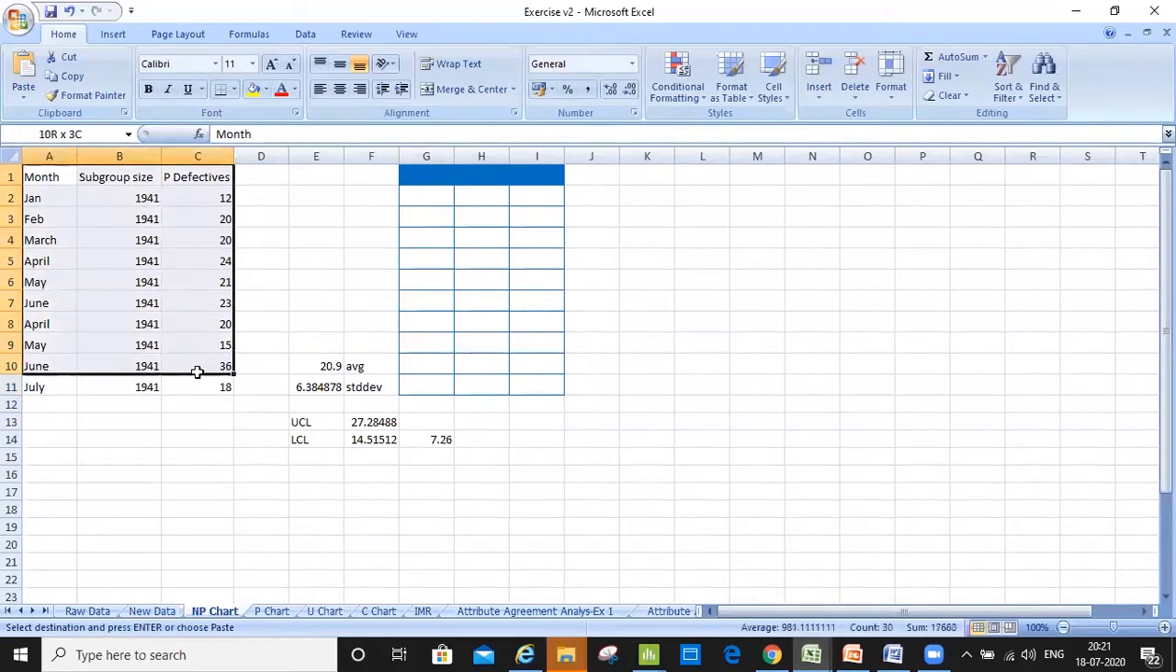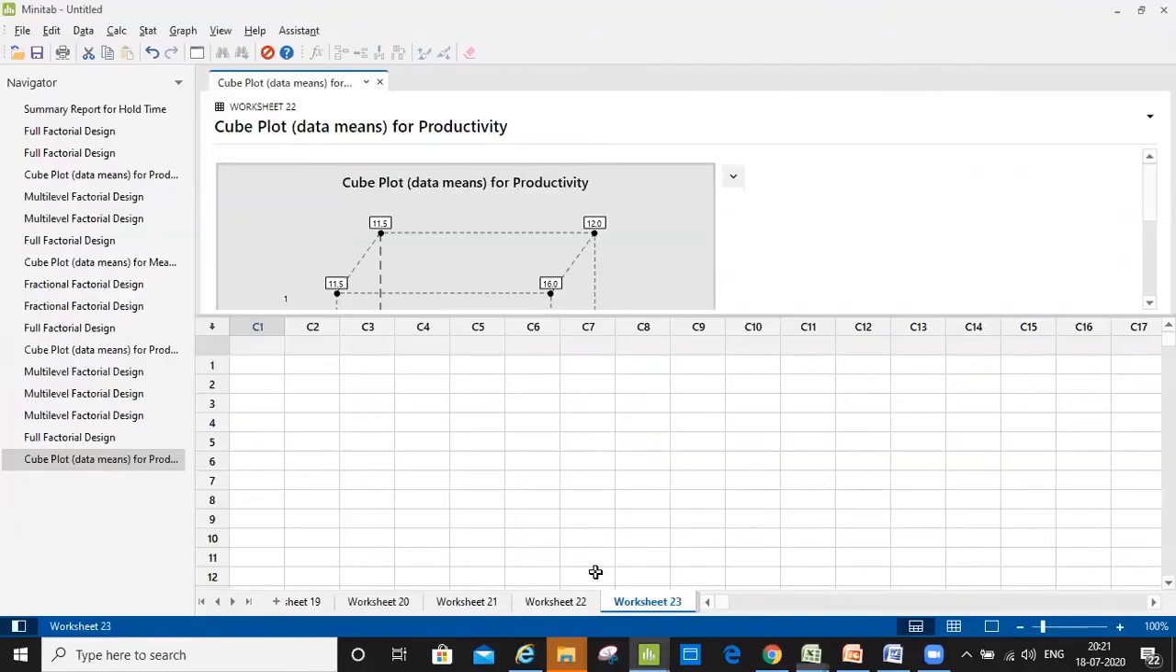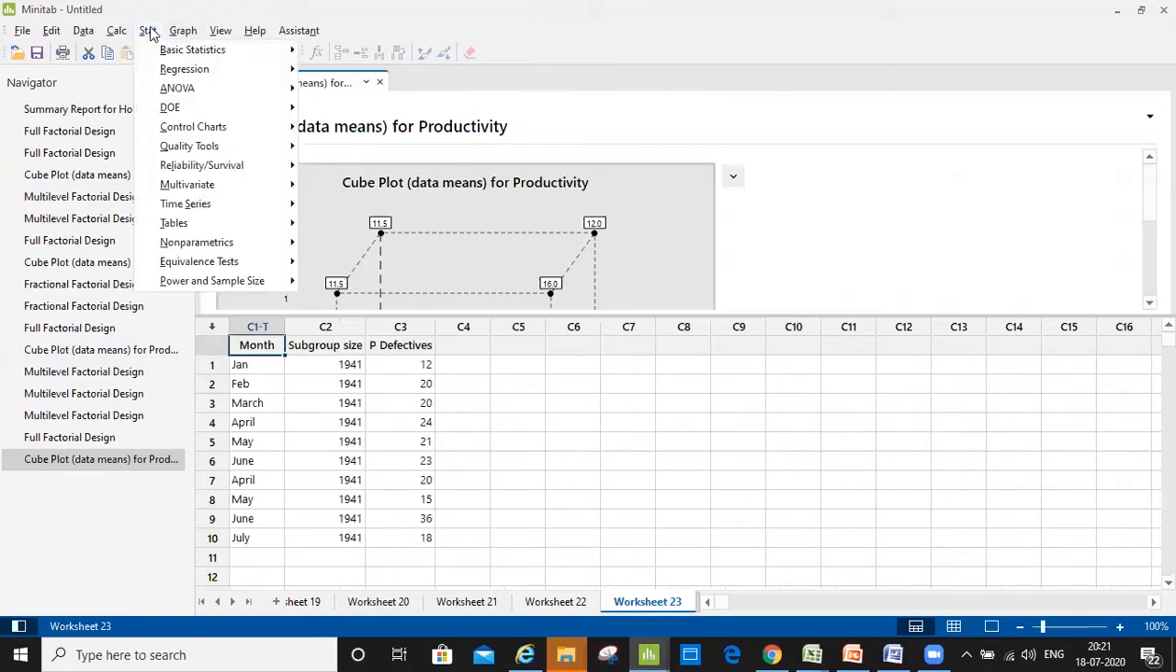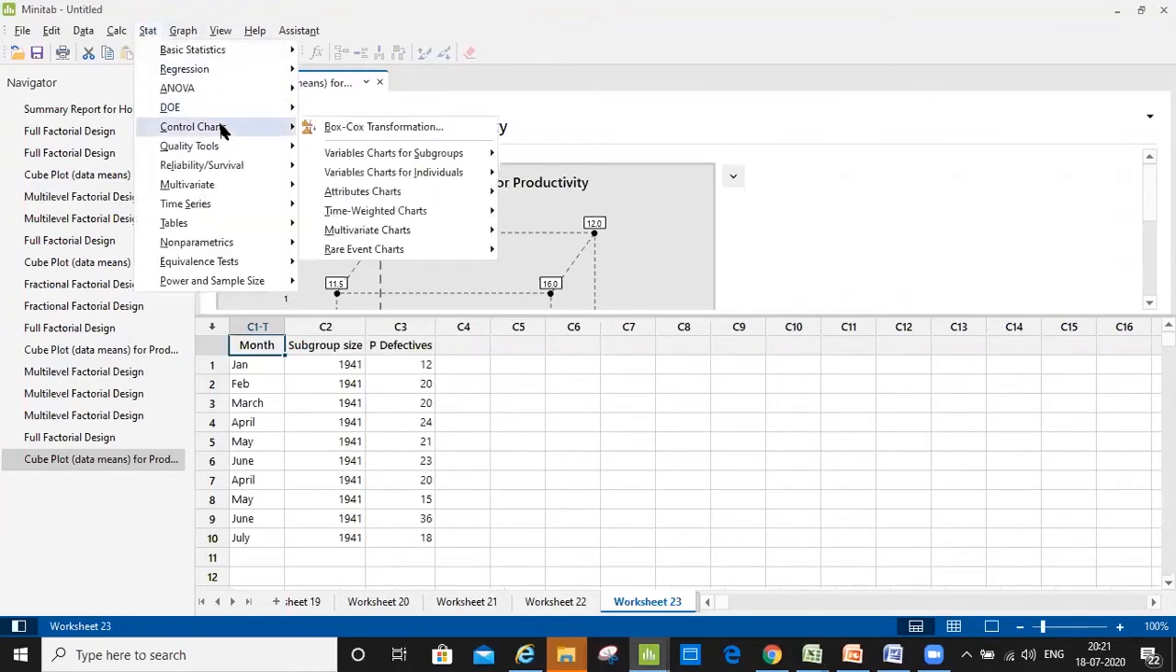So I copy this data. I go to Minitab, I paste it over here. So I want to use an NP chart. I go to Stats, go to Control Charts, go to Attribute Charts, because attribute is what we are referring to. And I will click on the NP chart.